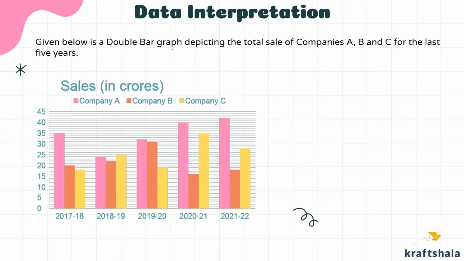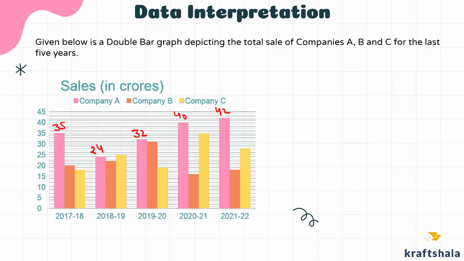So given below is a double bar graph depicting the total sale of companies ABC for the last 5 years. So company A is in pink color, company B is in your red or orange, company C is in yellow color. It's 5 years data and all the sales are in crores. So as you can see that sale of A in 2017 to 18 is 35 crores. Sale of A in 2018 to 19 is 24 crores. 2019 to 20 I can see that is 30 crores, 32 crores, sorry. This is 40 crores. This is 42 crores. You can see for B and C as well.